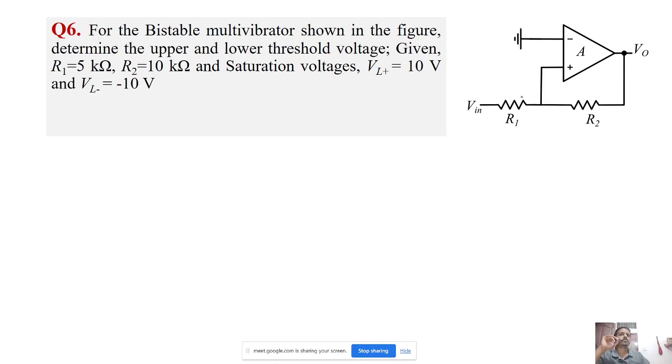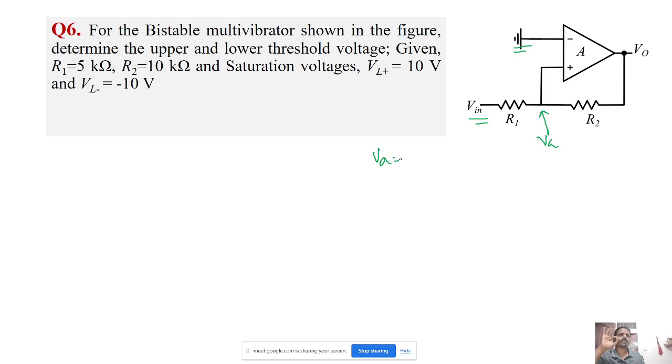So all the parameters, or the component values, are the same, but the only difference is that the input is given at the non-inverting terminal. The inverting terminal is grounded. So again, to determine the upper and lower threshold voltage, we need to find what the voltage is here. Again we will assume it to be VA.